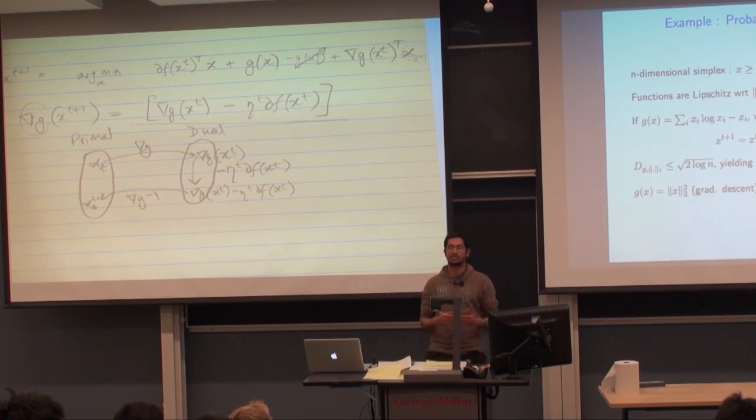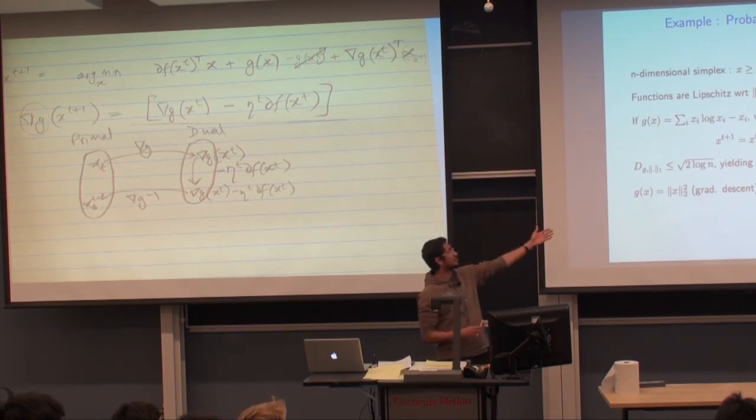But suppose you used gradient descent on this kind of a space. So you chose g of x to be 2 norm squared and you just got gradient descent.